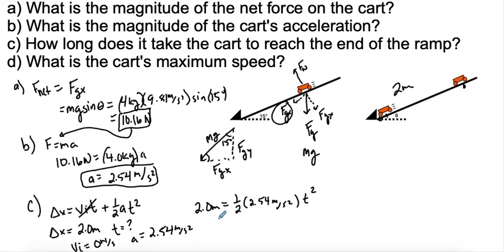Okay, so we can break this down. So 2 meters still, we take half of that, so it's going to be 1.27 meters per second squared. And then we have time squared. And then we're going to divide both by 1.27. And then we will get that time we're looking for. So do 2 divided by 1.27.